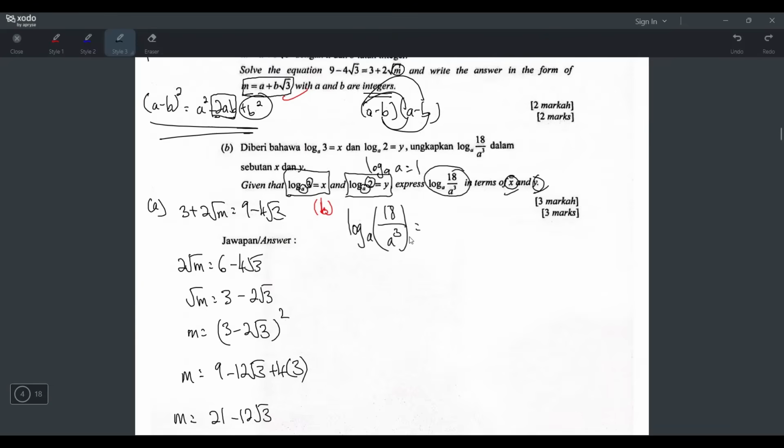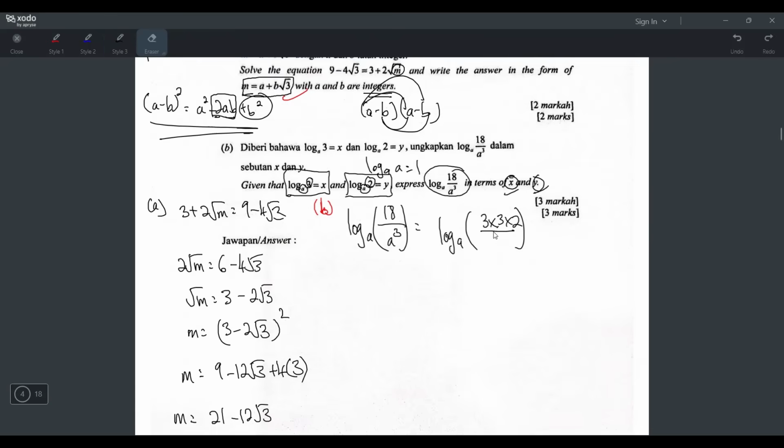So I think I know how already. 18 can change to what? 18 I don't have. I only have 3 and 2. But I know 18 can divide by 3, so 3 times 6 is 18. But the 6 I don't have, so I break it down again. 6 is 3 times 2. And this is good because I have 3 and 2. Later, the single log I will separate into separate logs, and when I do that, I will have everything here already.